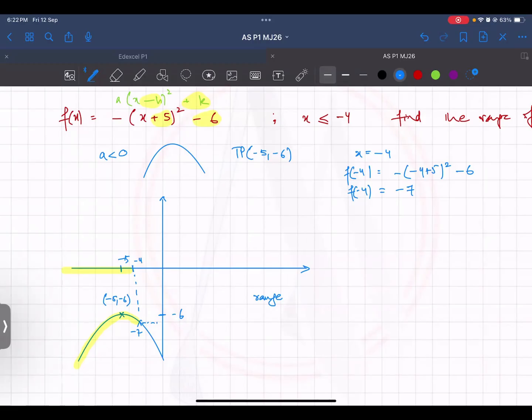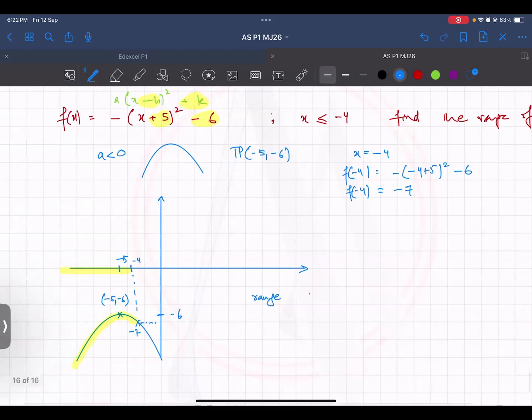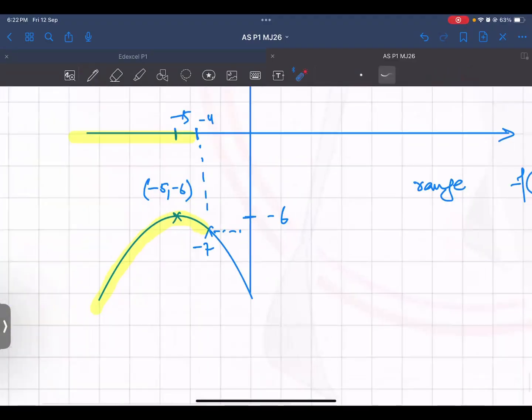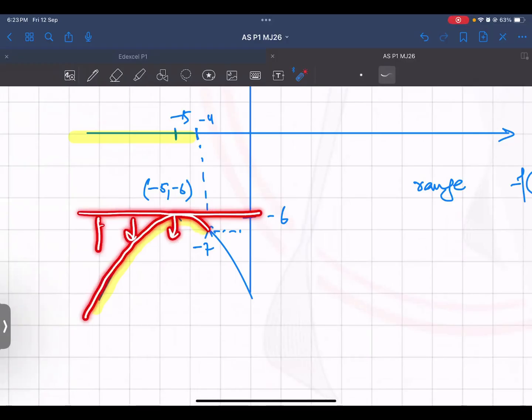Greater than -6? Anyone else? Yes, less than. It will be f(x) less than or equal to -6, because we can see the yellow part, all of the yellow part is below the -6 value. This region, the complete region, has y values below -6.